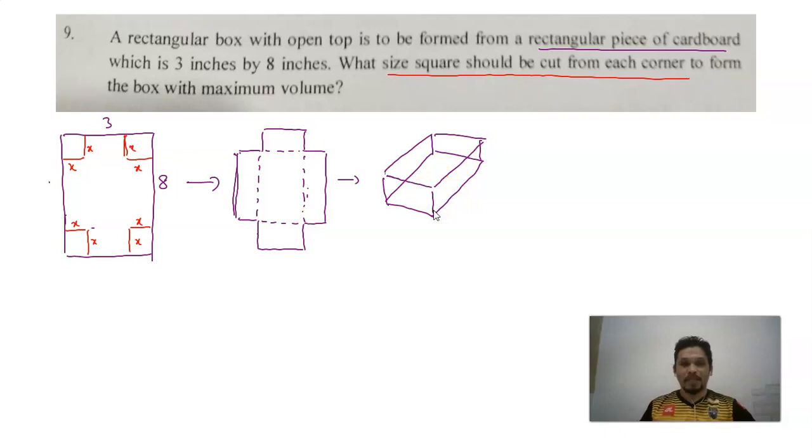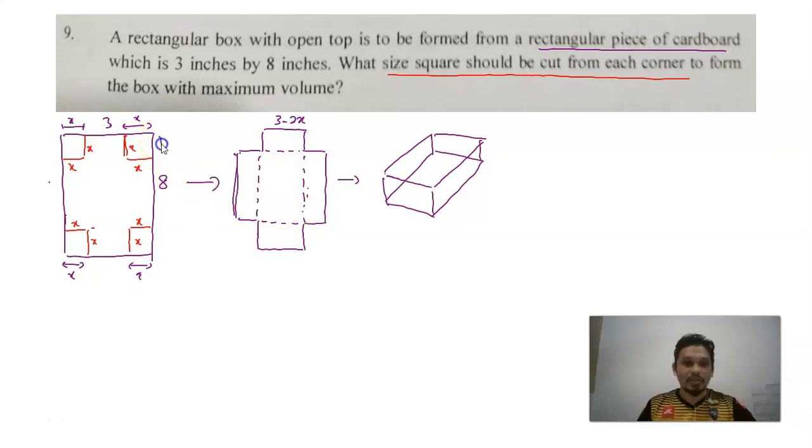You get it? Okay, now from this side 3, then we minus with this x. Okay, minus x and also x. Cut x here and also here. So it now becomes 3 minus 2x.